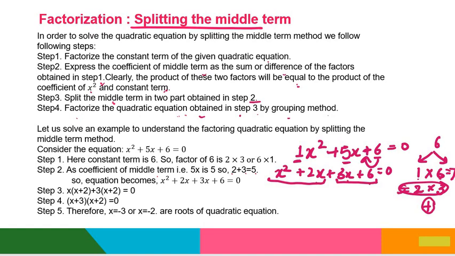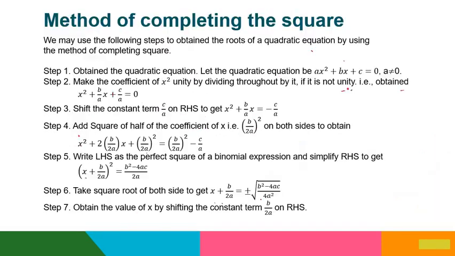Now taking common by distributive law, we get the solution: x is equal to minus 3 and x is equal to minus 2, and these are the roots of the quadratic equation. Now our second method is the completing the square method. We may use the following steps to obtain the roots of the quadratic equation using the completing the square method.